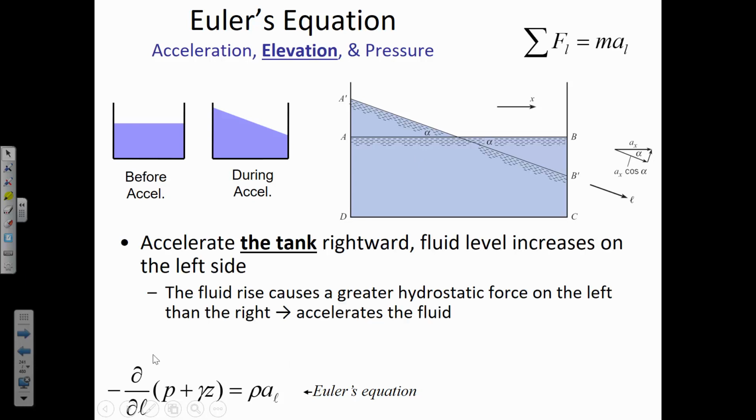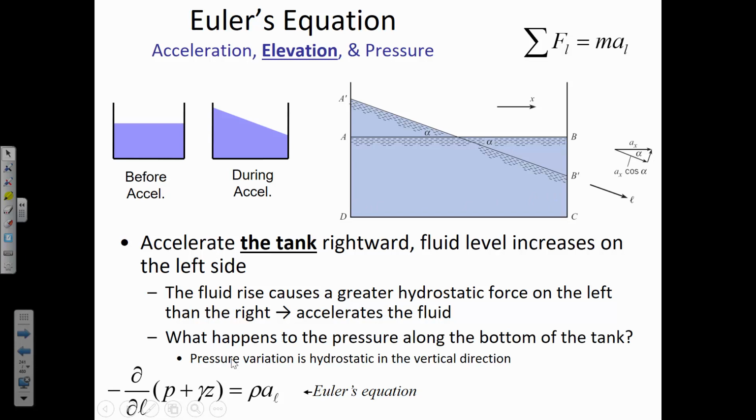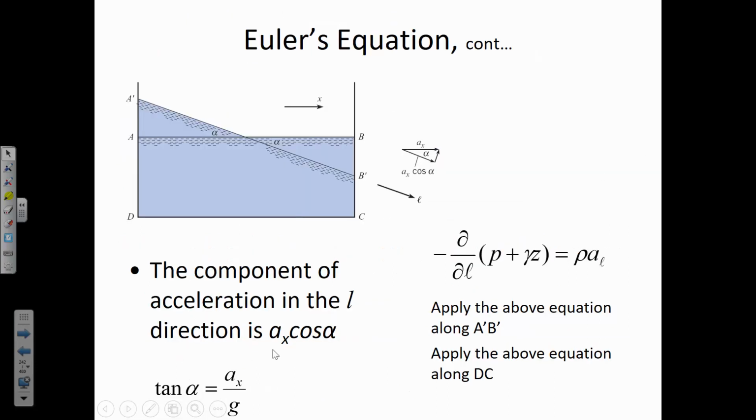But what we do is we can use Euler's equation, and if it's accelerating to the right, then the liquid level would be higher on the left. And the pressure variation in the vertical direction is just hydrostatic. There isn't any special pressure change when we're going vertically if it's just being accelerated to the right. So one of the interesting things is that Euler's equation can be used to find the angle here, alpha. The tangent of the angle is the ratio of the acceleration in the horizontal to the gravitational acceleration.